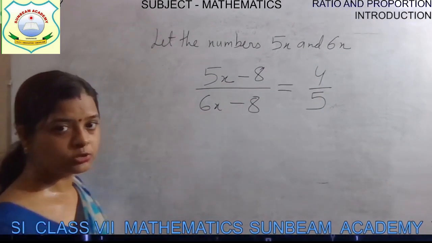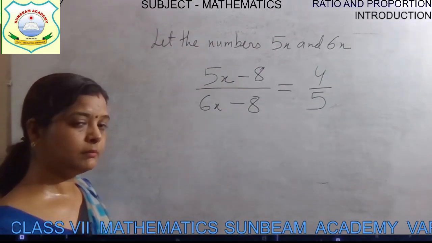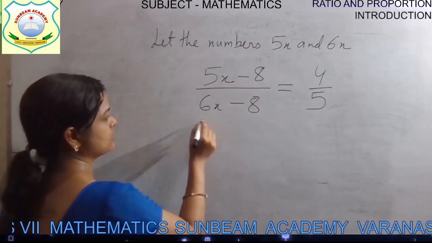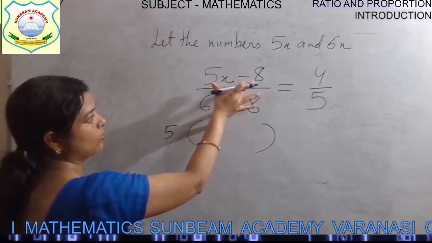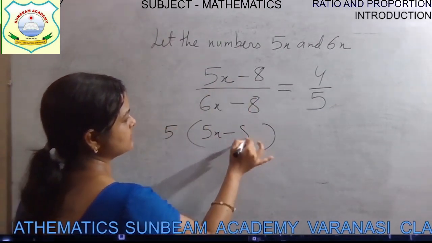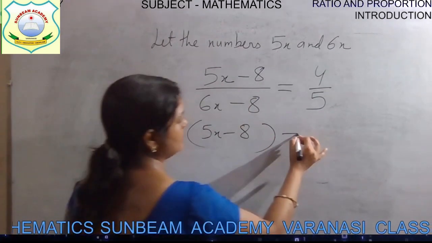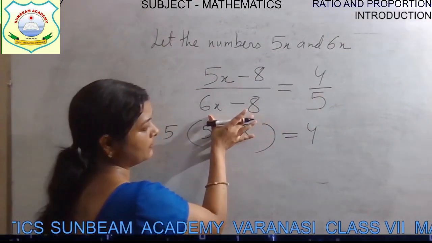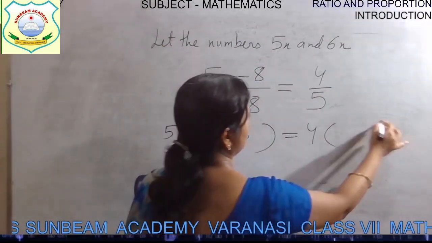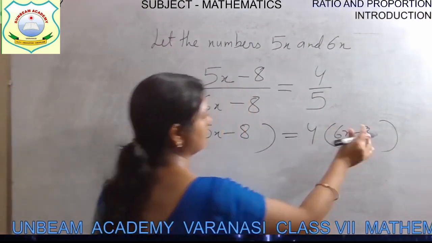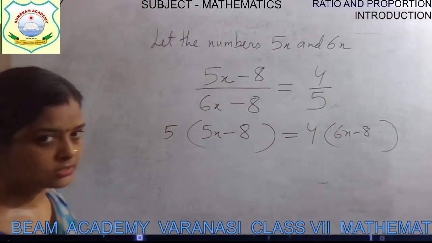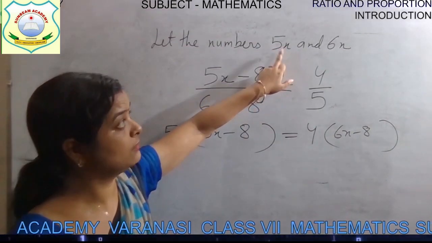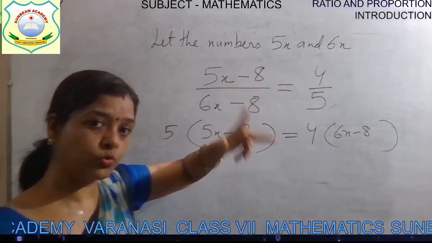So we will solve this. How will we solve? Now remember the 7th chapter. Transpose this 5 to this side. So it will multiply with both the terms: 5(5x minus 8) is equal to 4, which is already on the RHS. When it is transposed to that side, it will be in brackets (6x minus 8) multiplied with the 4. Now let's solve it, children. We will find x, so that we multiply this x with 5 and 6 to get those two numbers.